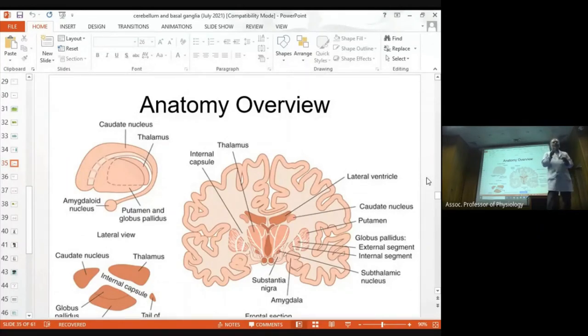One of the most common sites of strokes, CVAs, is the internal capsule. Why? I told you that too. Because it's a very narrow place. What has this got to do with the stroke, by the way? What passes through this?